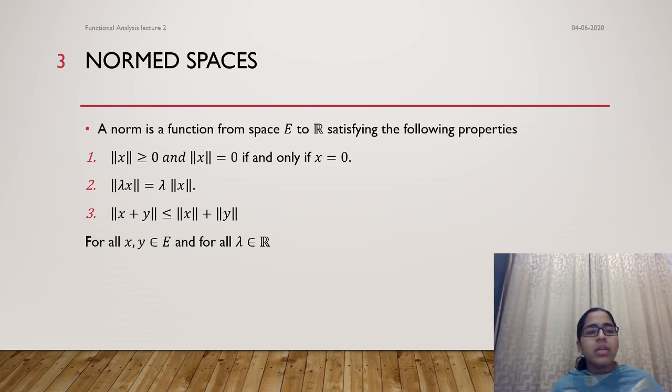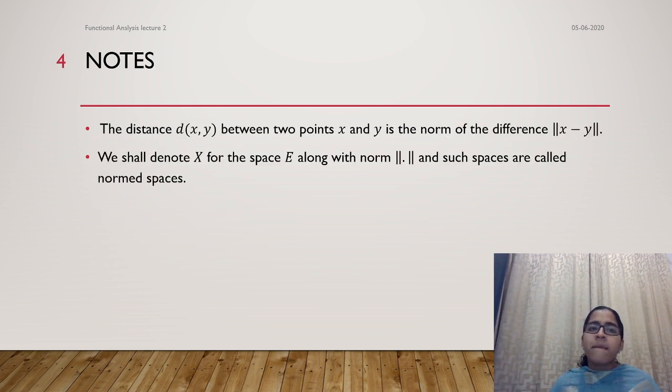And here all these properties must be satisfied for every x and y belonging to E, and for the constants which are elements of R, or it can be C also, since we said in the previous section that the field is real numbers or complex numbers. So this is the definition of norm. It is basically a function from the given linear space to the set of real numbers which satisfies the following three properties.